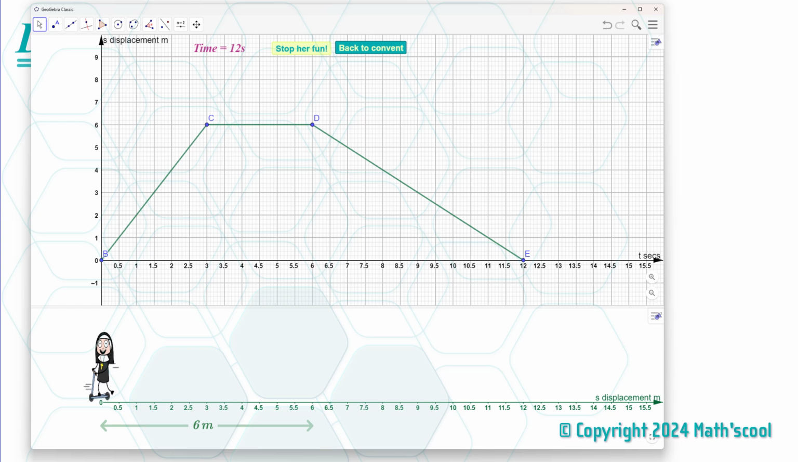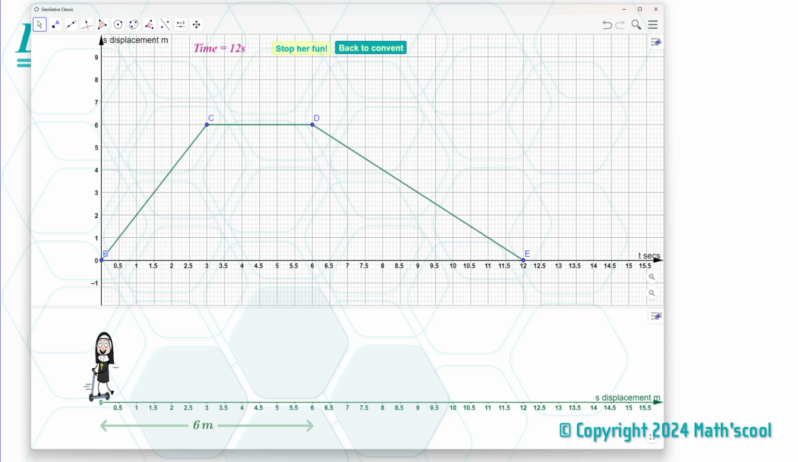And by the 3rd second, she's now 6 meters from where she started. And then for the next 3 seconds, from t is 3 until t is 6, she's just stationary. So here she's just turning her scooter around. She's not going anywhere. And then over the next 6 seconds, she goes back more slowly. She goes back more slowly because it only took her 3 seconds to get there, the 6 meters back.